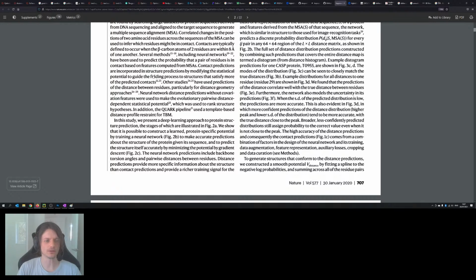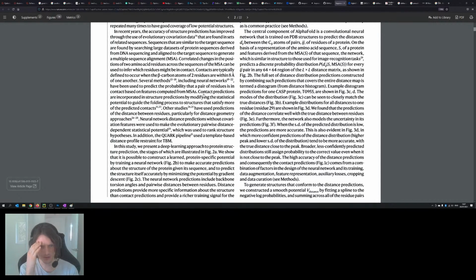Contact predictions are incorporated in structure predictions by modifying the statistical potential to guide the folding process to structures that satisfy more of the predicted contacts. That makes sense. Other studies have used predictions of the distance between residues, particularly the distance geometry approaches.